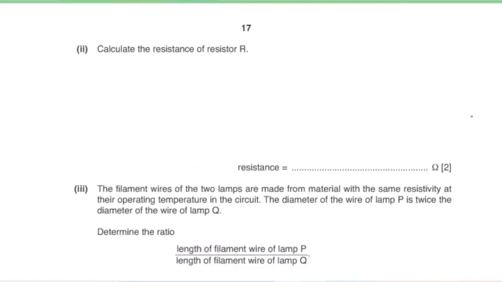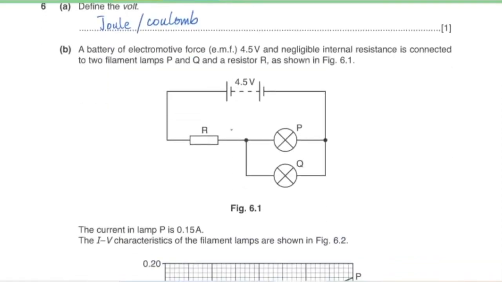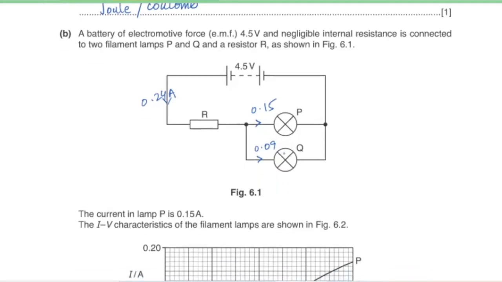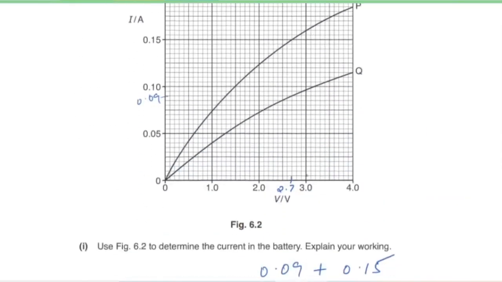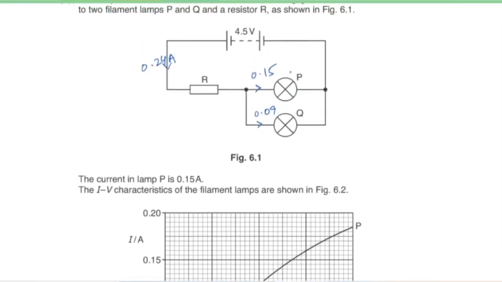Part 2, calculate the resistance of resistor R. So they're asking us to find the resistance value of this resistor R, and now we know that the total current flowing across this battery is 0.24 amperes, and 0.15 out of 0.24 flows across lamp P, and the remaining will flow across lamp Q. And when current across P is 0.15 amperes, voltage across P and Q is going to be 2.7 volts, meaning 2.7 volts across P and 2.7 volts across Q as well.